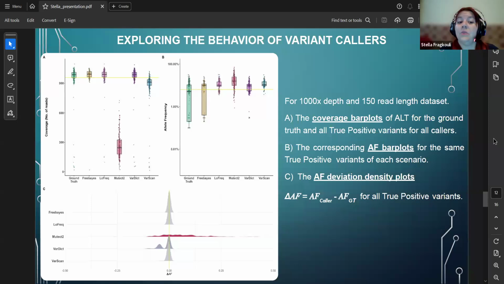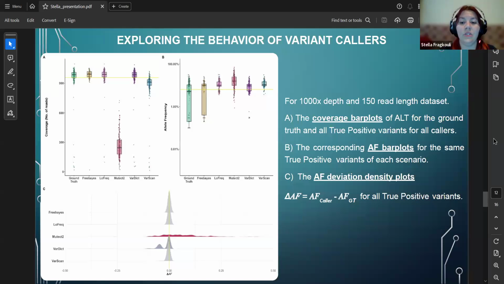Here we see that we have some tendencies. Now, one of the algorithms does not take into account all the available information. This is shown because instead of taking advantage of all the 1,000 coverage, it takes about 1/3 of it, so around 300. And this affects the allele frequency as well.